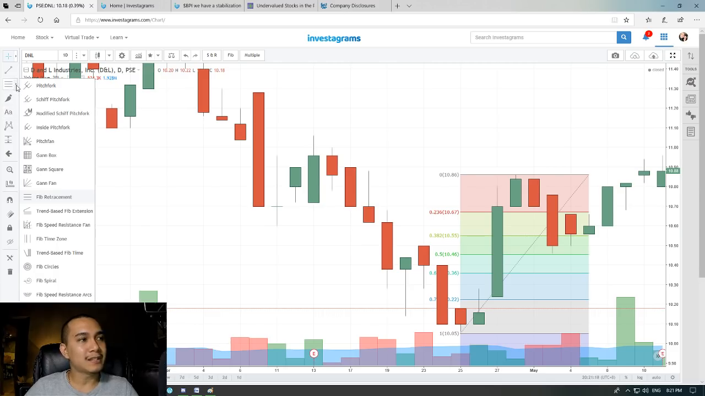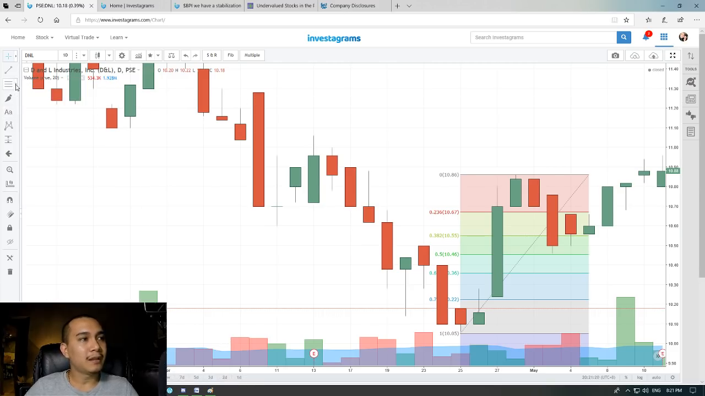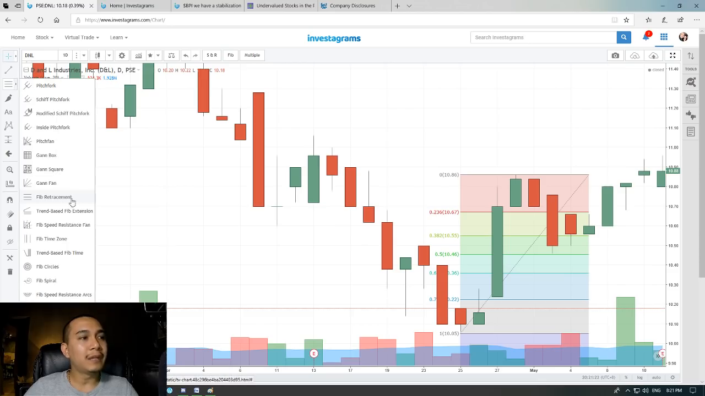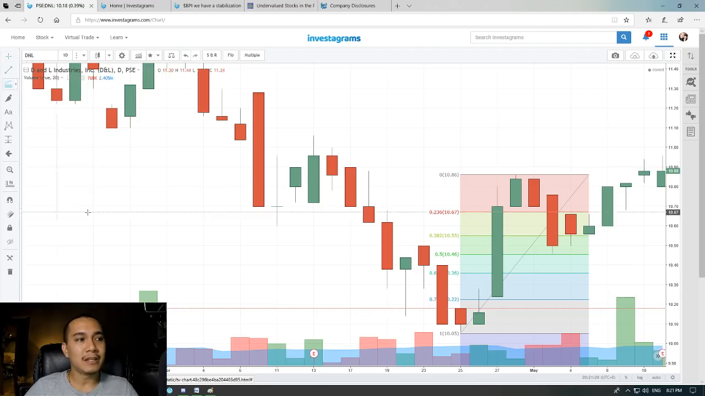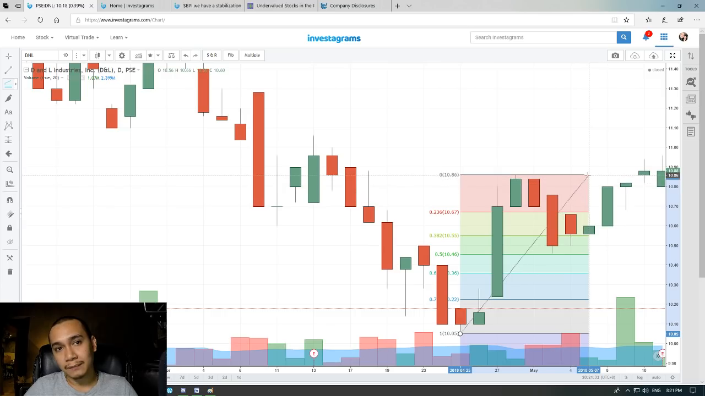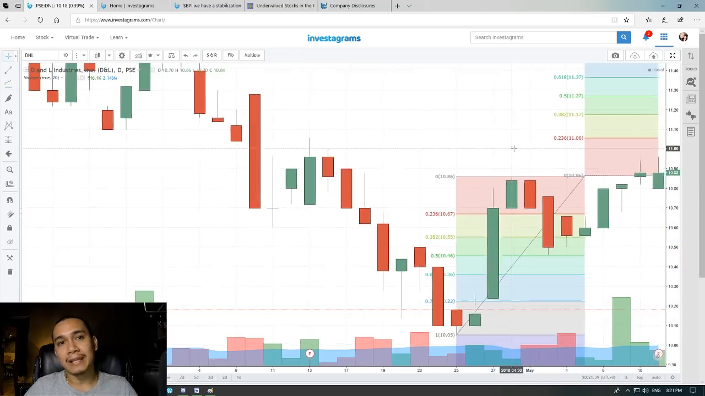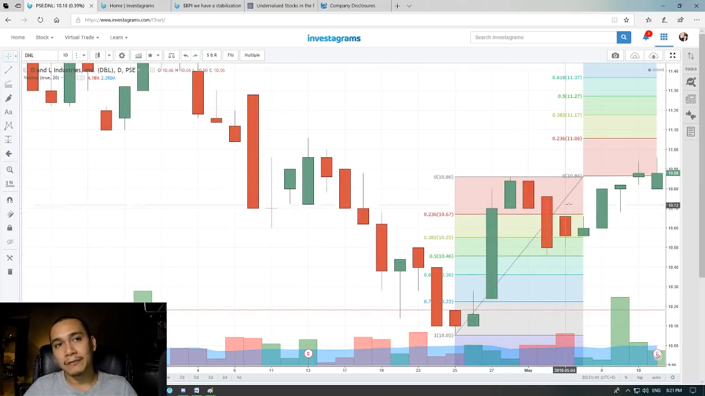So how do we get the extension? Click the tab where you got the Fibonacci retracement, and just below it, click on trend-based Fibonacci extension. Plot it again right there, and the numbers will just come out automatically. So if you bought at around the 50% area, you will also sell at the 50% area, but again, just sell half. That is your sell signal.